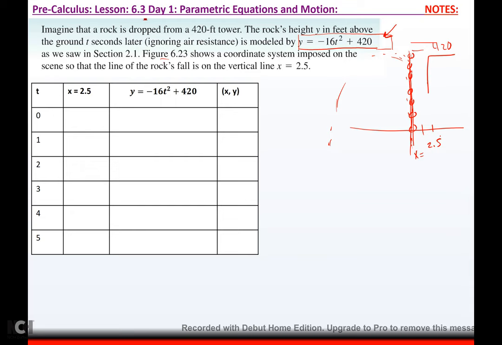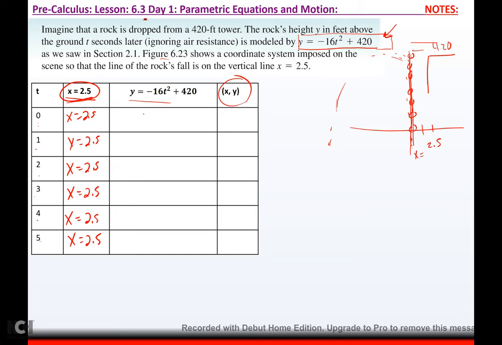So what we can do is figure out its horizontal position at time 0, 1, 2, 3, 4, 5, and its vertical position at 0, 1, 2, 3, 4, 5 seconds, and then we can plot rectangular coordinates in an xy system. For time equals 0 through 5, because it's just a vertical line, x is still going to be 2.5 no matter what we make time, because we're just dropping it and it's going straight down.